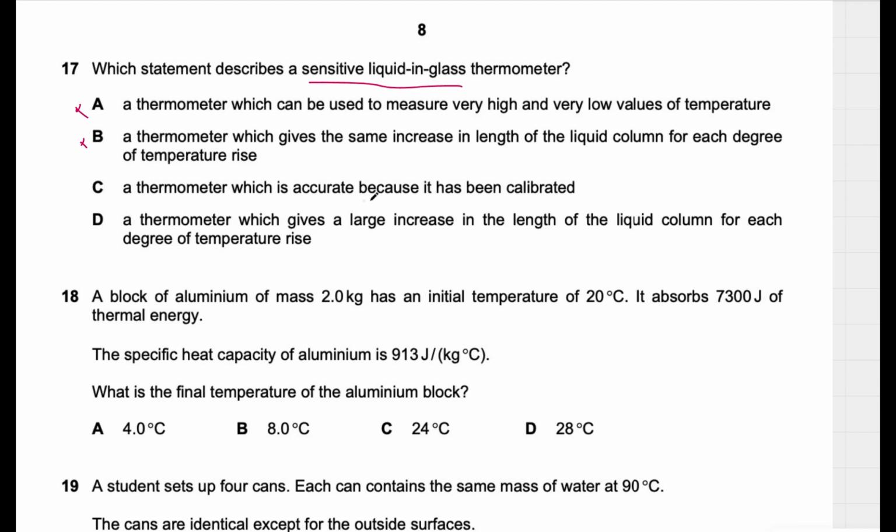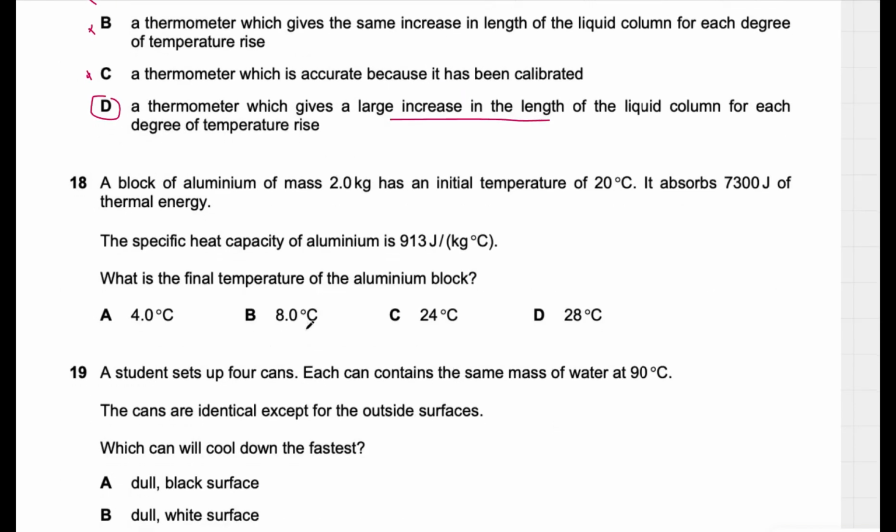A thermometer which is accurate because it has been calibrated. That's not the definition of sensitivity in a liquid in glass thermometer. Then we have a thermometer which gives a large increase in length of the liquid column for each degree of temperature rise. Yes, a large increase in length when there is a small increase in temperature. That means it's very sensitive. For every rise in temperature, you can see a wide range of the length of the thermometer.